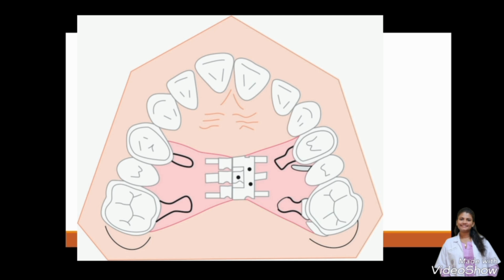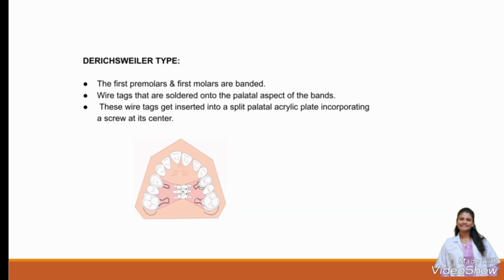Derichsweiler type, this is also a tooth and tissue borne appliance. In this, the first premolar and first molar are banded. The wire tags are soldered onto the palatal aspect of the bands, and the wire tags are inserted into a split palatal acrylic plate, incorporating a screw at its center.